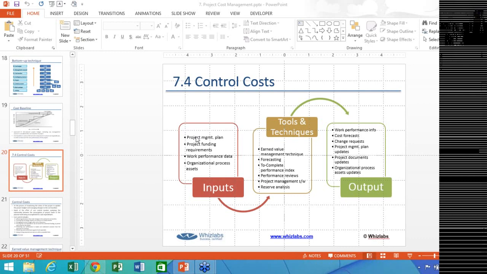Second option is crashing. Crashing basically means that in my project I have only 5 resources, and the amount of work I have actually needs more than 5. So I go to the resource pool, pick up 2 more resources, and deploy those resources onto the project.